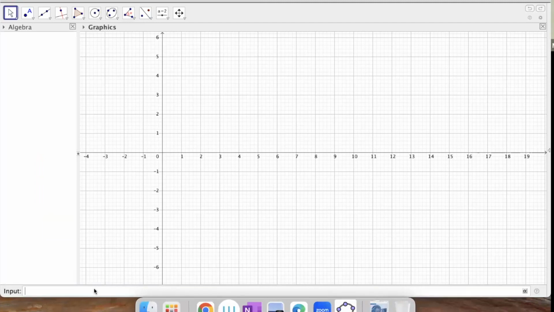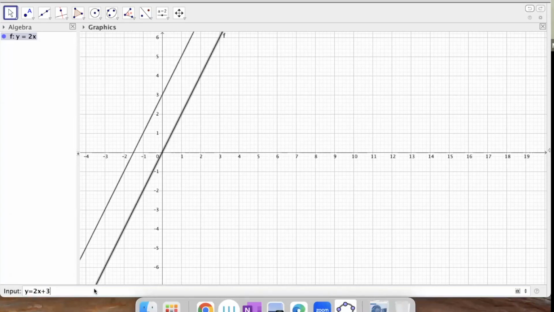We started with the linear equations. y equals 2x. This is the graph. Second, y equals 2x, I'm going for 3, 2x plus 3. So y equals 2x is already there. What happens when I enter 3? This is the result.